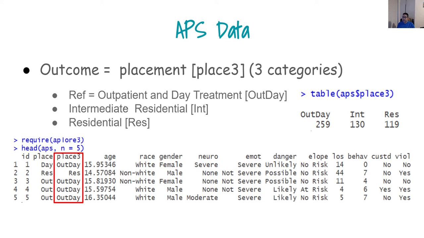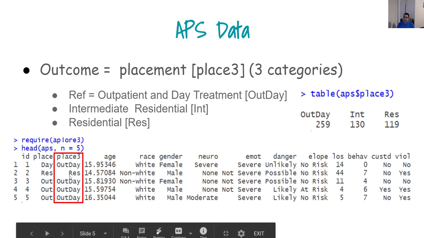So these are the labels of the outcome, and the variable that we were using was the place 3 variable. And see, we have three different levels of the outcome. So we can have the first one as the reference level, but still we have two other levels. If you look at the data set, by looking at the first 5 observations, you can see out day and res is there. But if you look at more observations, you will see there would be another label such as int.